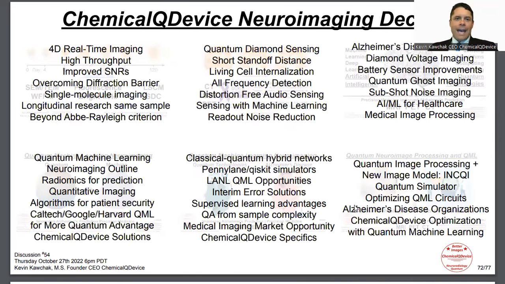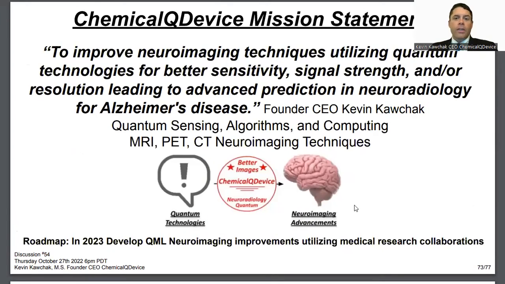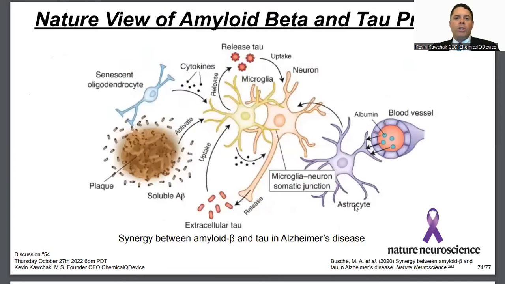Here's previous decks, and then here's basically a summary of what's in each deck. If you're just looking to learn more about specific things, I'll post this deck. And here's the mission statement: to improve neuroimaging techniques utilizing quantum technologies for better sensitivity, signal strength, and/or resolution, leading to advanced prediction and neuroradiology for Alzheimer's disease. And the goal for 2023 is to develop QML, quantum machine learning, neuroimaging improvements utilizing medical research collaborations.